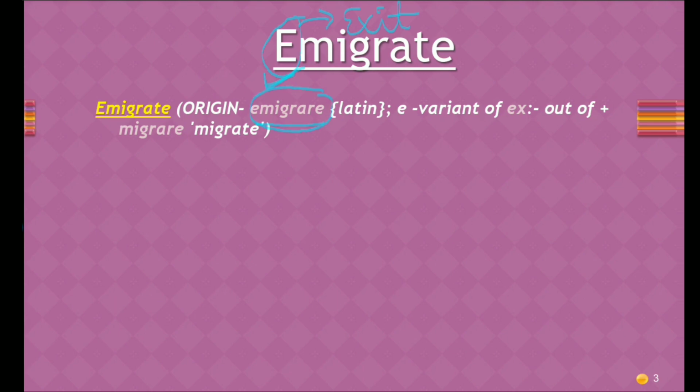Okay, so now let's move further. Here E is the variant of X. We can say E resembles EX. And now, out of, and migrate means migrate. So it is the meaning of emigrate. You can understand the meaning of emigrate by understanding its Latin word or its original word, from where it has originated or from where it has come.